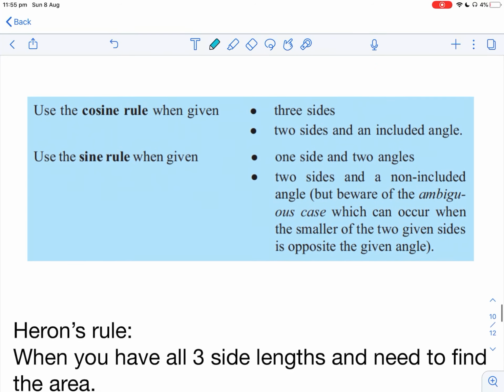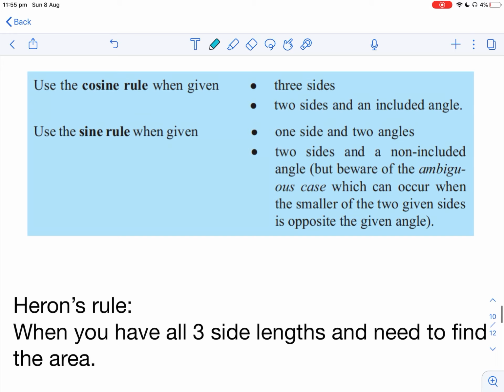And then the last bit is just this bit of information here. So I would definitely write this down if you need to, about when to use each rule. It says here, use the cosine rule when you're given all three sides, so that would be to find an angle, or when you have two sides and an included angle, this would be to find the third side.